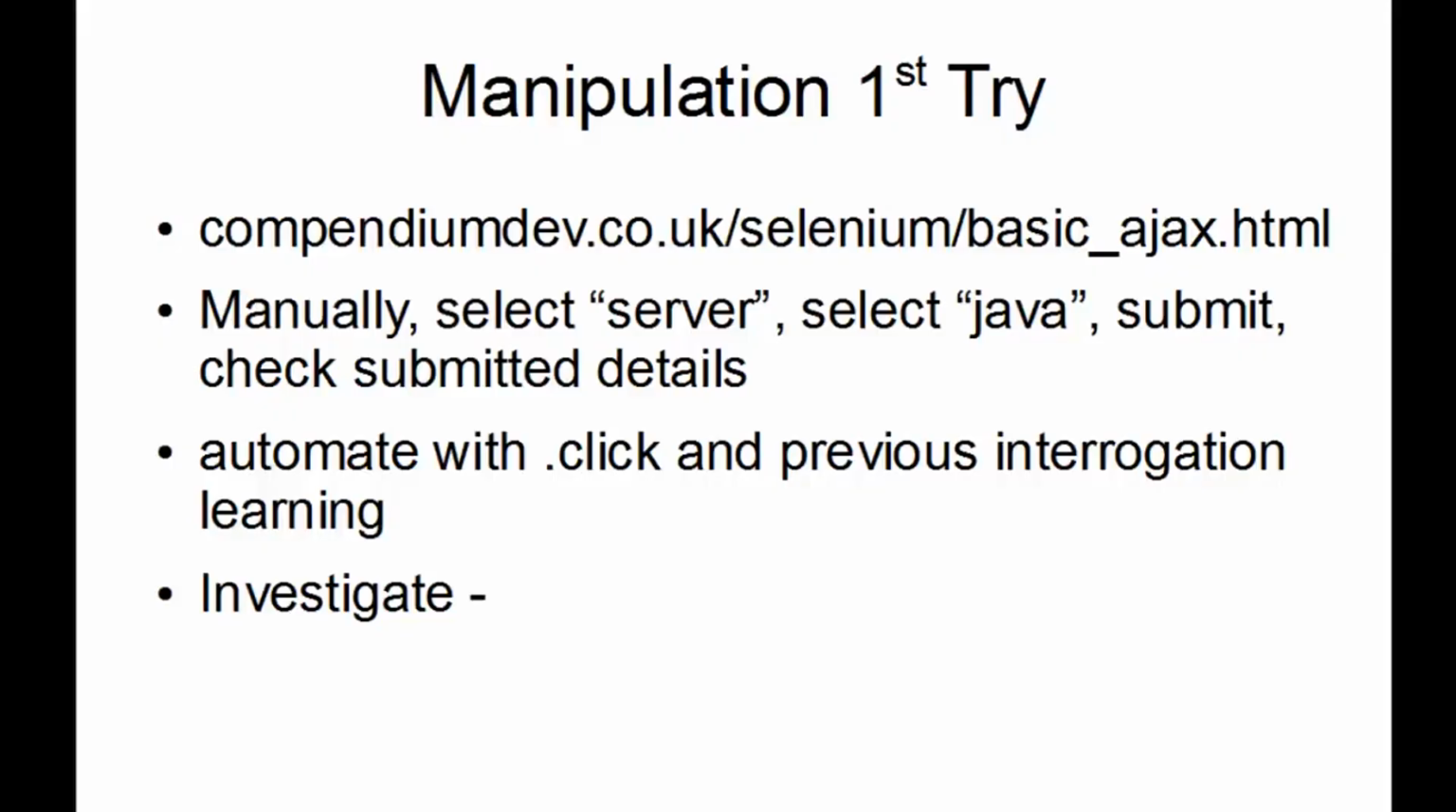So I have a form at compendiumdev.co.uk/selenium/basic-ajax.html, and I know that manually I can select the server, then I can select Java, then I can submit, then I will see a page that shows me the details in the form that I've submitted. So I think I can pretty much automate all of that with a .click to click on the drop downs and the submit button and the previous interrogation commands that we've done. So I am going to do that now.